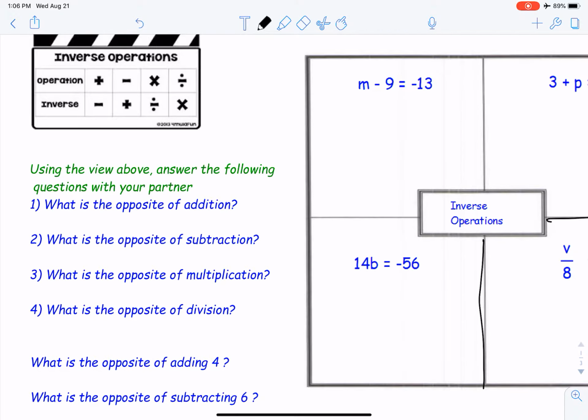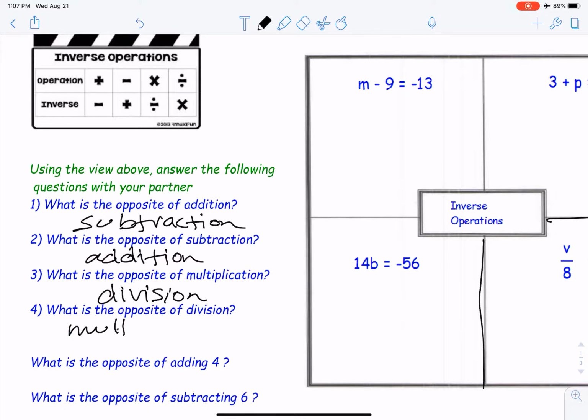So our first question is, what is the opposite of addition? That would be subtraction. What is the opposite of subtraction? That would be addition. What is the opposite of multiplication? That would be division. What is the opposite of division? That would be multiplication.